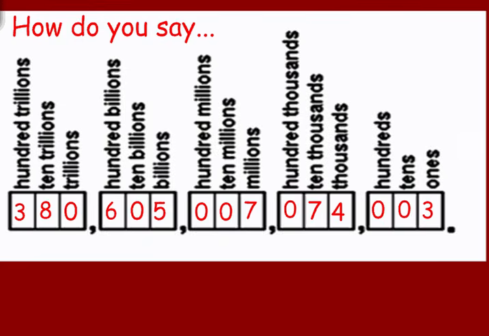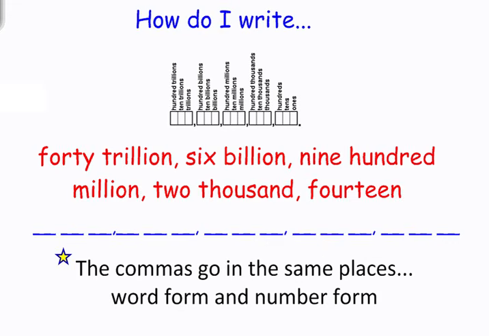When you're reading large numbers, here's an example, and I'm going to go ahead and just read this. You would read this 380 trillion, 605 billion, 7,074,003. You'll notice you didn't hear me say the word and. And indicates a decimal point. Let me read that one again. So that would be 380 trillion, 605 billion, 7,074,003. Now let's practice converting numbers from word form to number form.